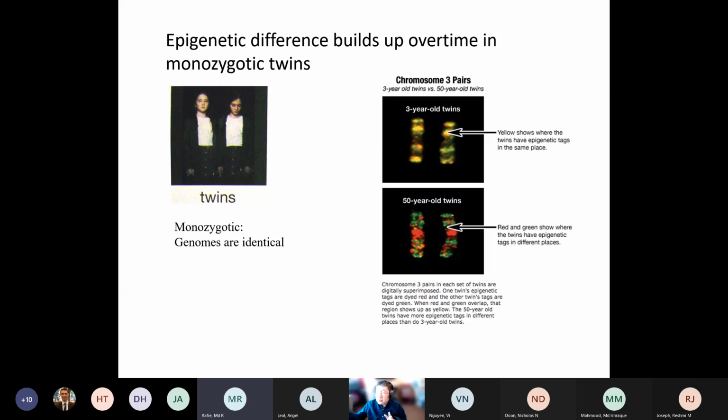Yeah, so when you overlap, you can see individual colors. If the modifications still occur in the same place, you should see yellow color, predominantly yellow color. So you got it?